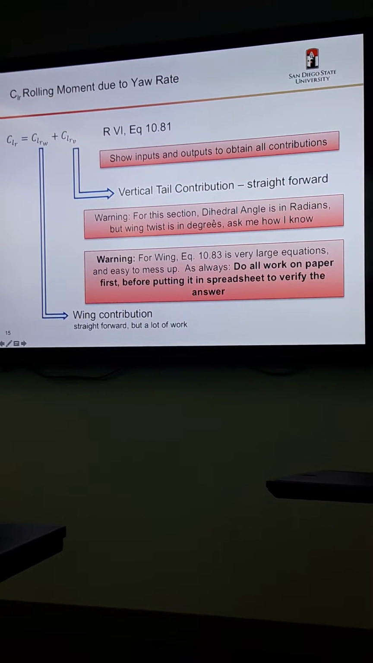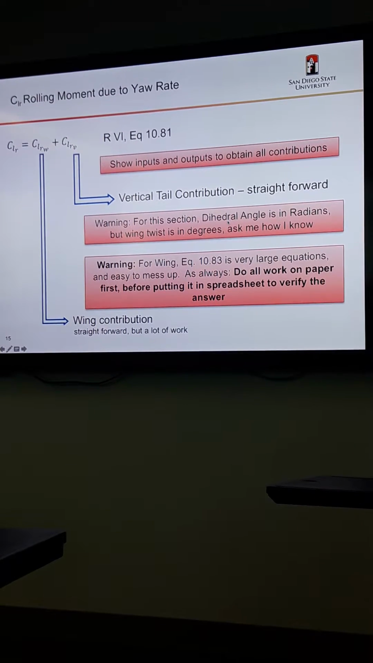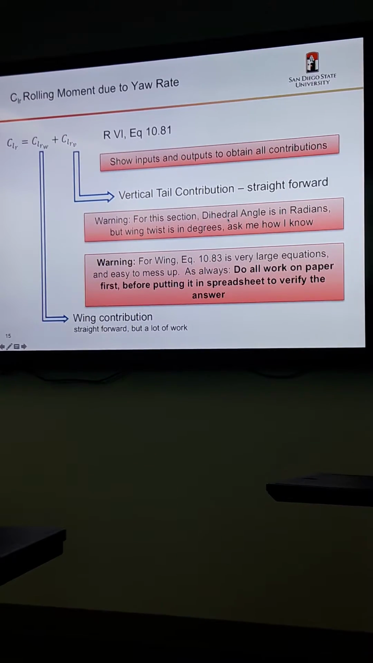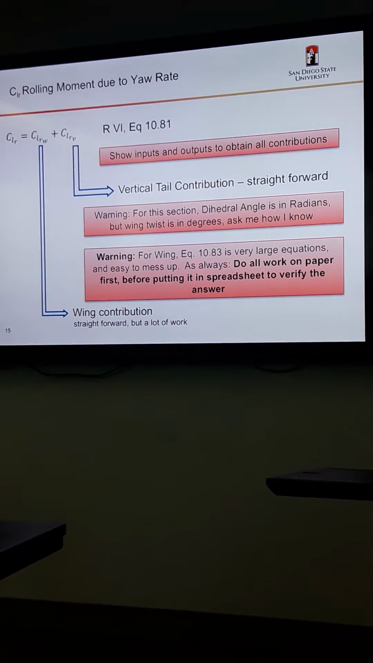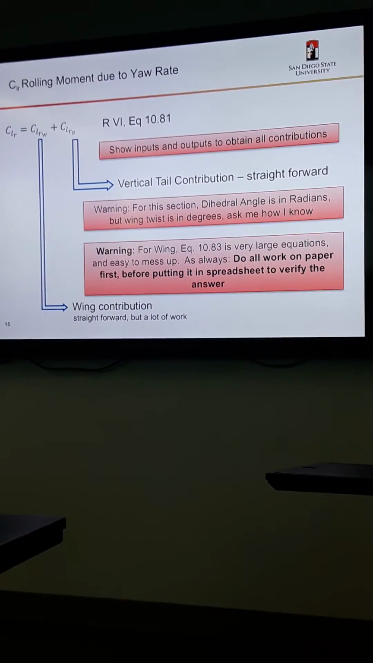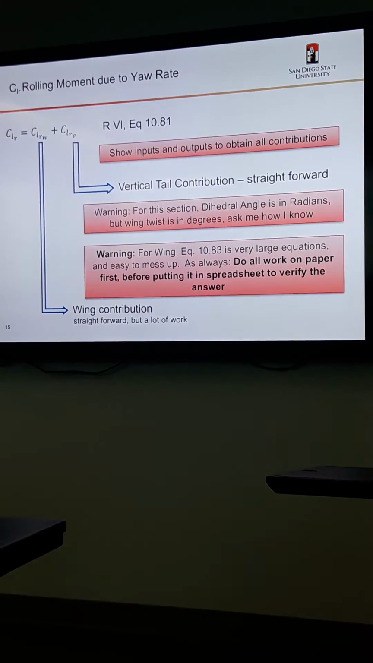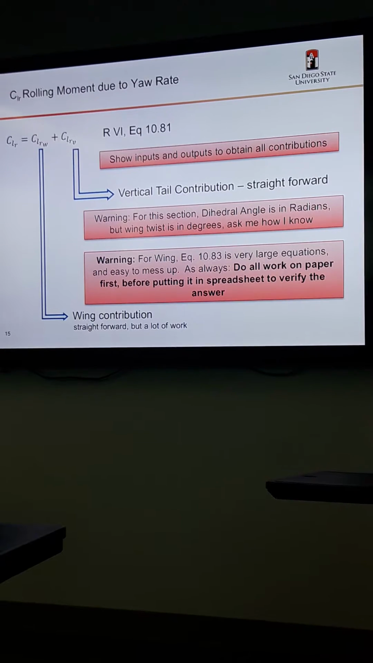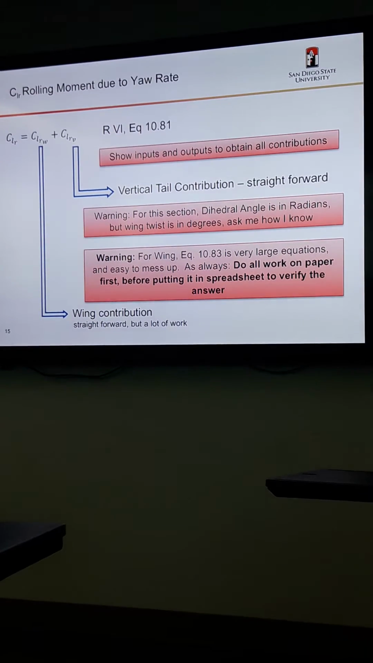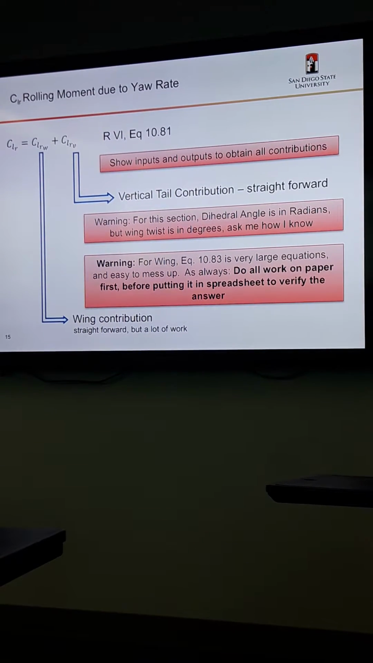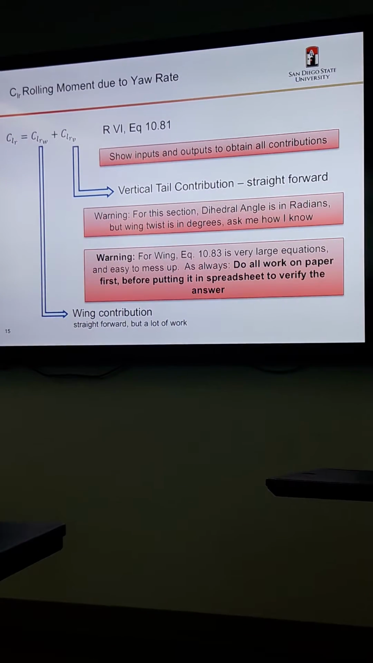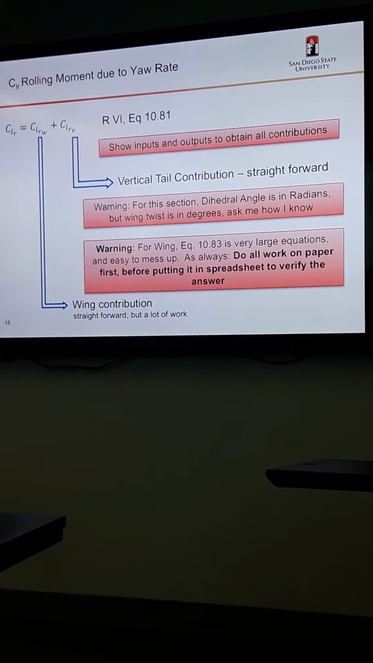This one, warning. In this section, the dihedral angle is in radians, but the wing twist is in degrees. Ask me how I know. Well, I screwed that up. I was trying to figure out why I was not getting the right value, and it took me a while, but I finally nailed it down. A lot of times when ROSCOM is not clear, I go to DATCOM. I go to the 3,000 page document and I look in there, and they usually have it. It clears up what I'm missing from here.